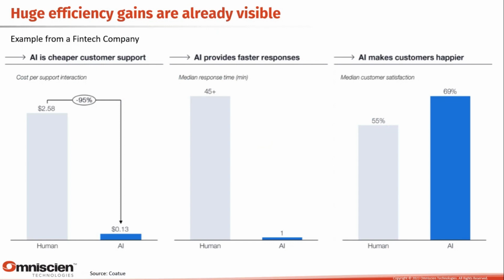So we're already seeing very visible but early productivity gains. For example, cost per support interaction using humans is $2.58 for one fintech company. It dropped down to 13 cents with AI. The response time, 45 minutes down to 1 minute. And customer satisfaction, 55% up to 69%. And this is real data. So we're talking facts here. We're not talking just theoretical. These are real.